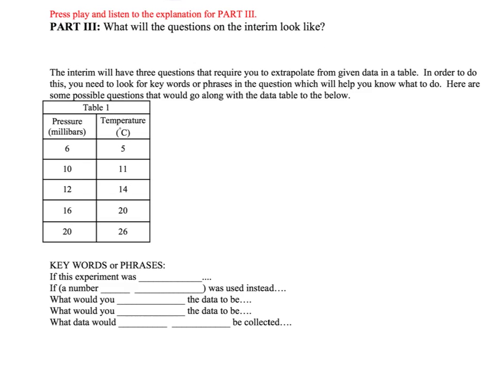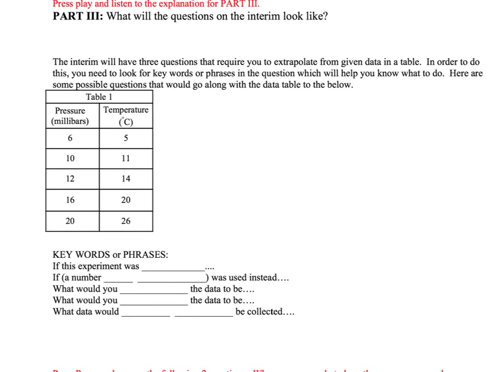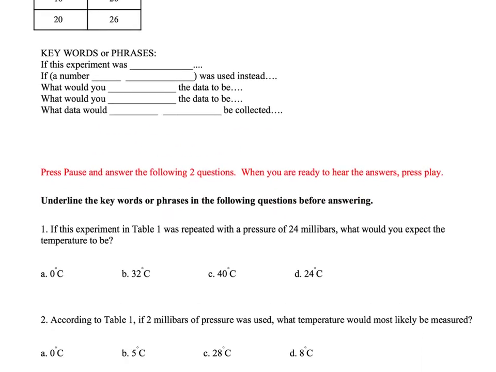All right, let's jump in and go to the most important part of our lesson. What will the questions look like on the interim? The interim will have 3 questions that require you to extrapolate from data given in a table. In order to do so, you need to look for keywords or phrases in the question which will help you know what to do. Here are some possible questions that go along with the data table below. Sorry for the typo there. All right, again, the formatting is a little bit off here.